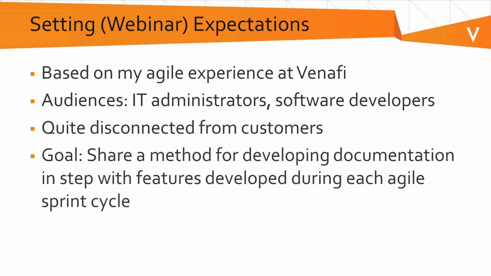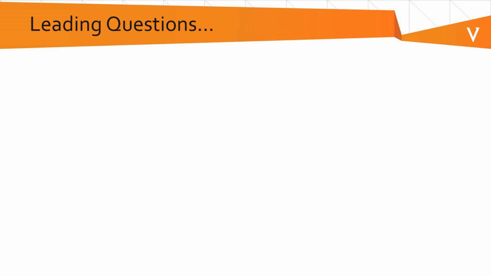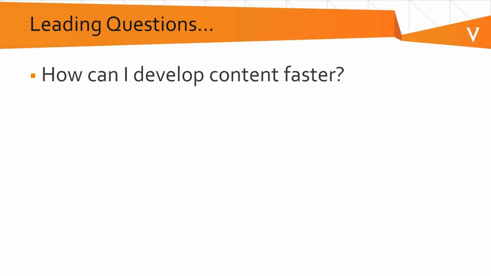So the goal here today is to basically share a method for developing documentation that's more in step with the Agile process. And we'll talk a little bit about Agile, and I'll dive a little bit into what I mean when I say Agile, because there are a lot of flavors of Agile out there. So some leading questions to get us into this is, first of all, how can I develop content faster? In an Agile environment, if you're doing a 2-week sprint, how are you keeping up with that?